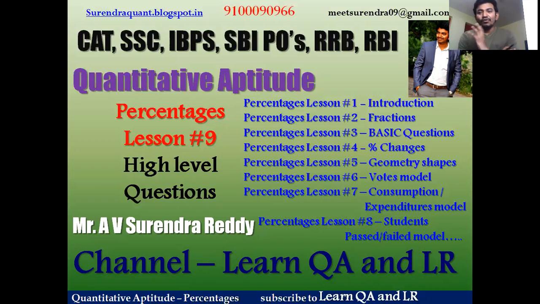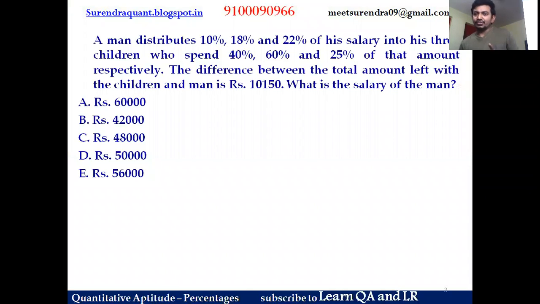And lesson 6 about word models. And lesson 7 is consumption expenditure variety. And lesson 8, we discussed how to solve the questions when students passed and failed kind of data is given, by using Venn diagrams and other variables as well. So in this lesson 9, we will try to solve 8 to 9 high-level questions, very good standard questions. Let us start this session.